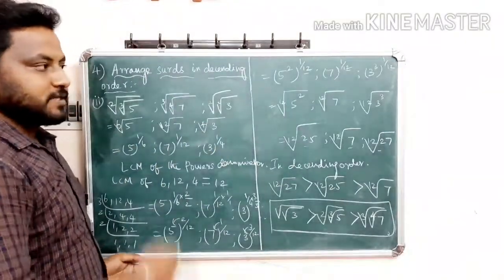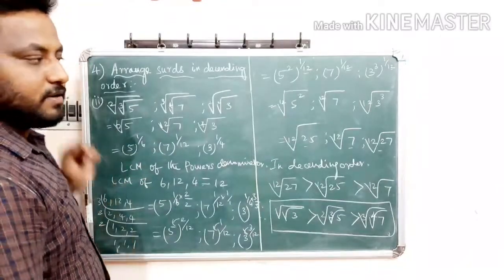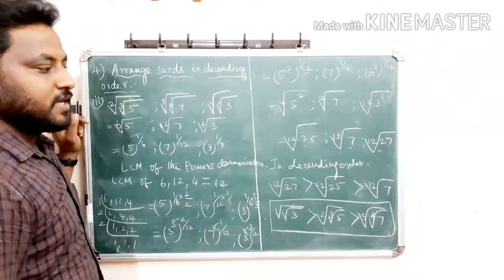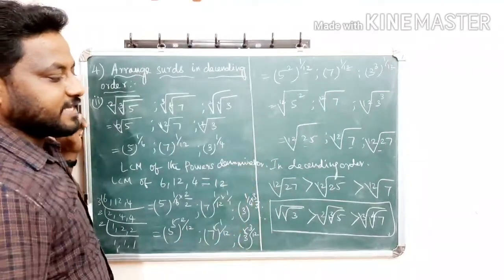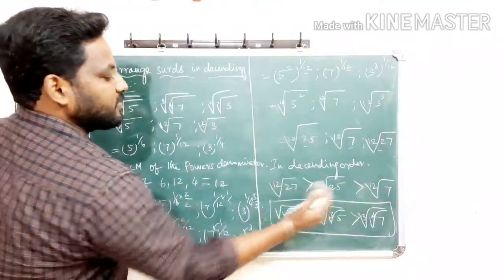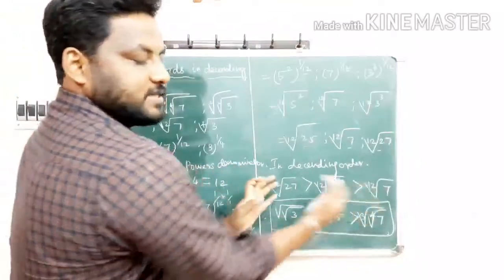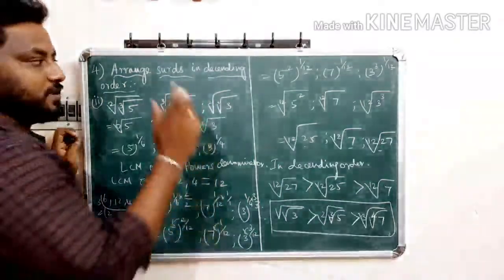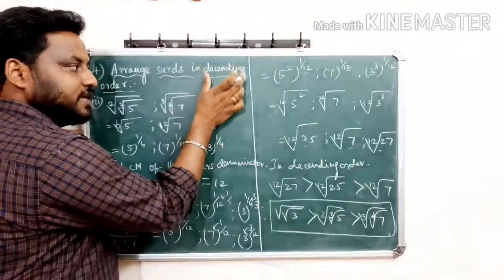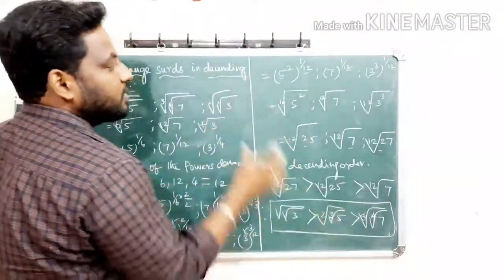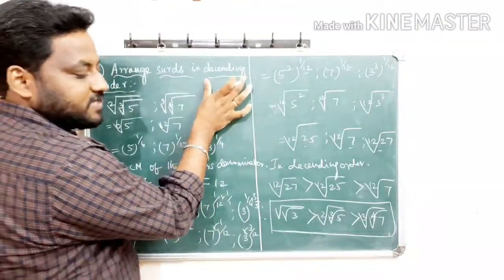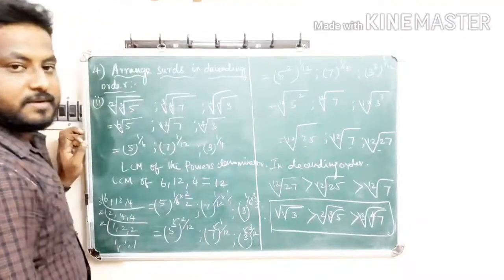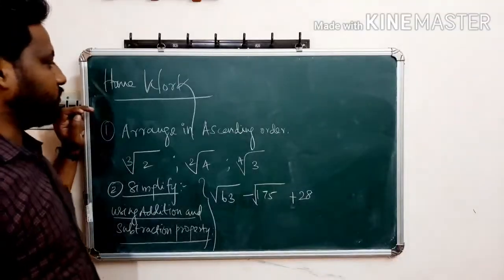Clear? So the last two sums are very important 5 mark questions. Is there any doubt in descending order? If they are asking in ascending order, you have to write small numbers to big numbers. So you have to write in reverse order. Read the question: descending order means you have to write big to small. If they are asking ascending order, you have to write small number to big number. Clear?